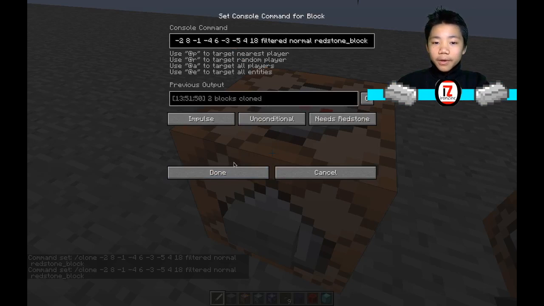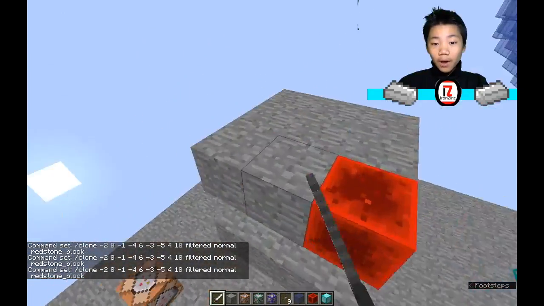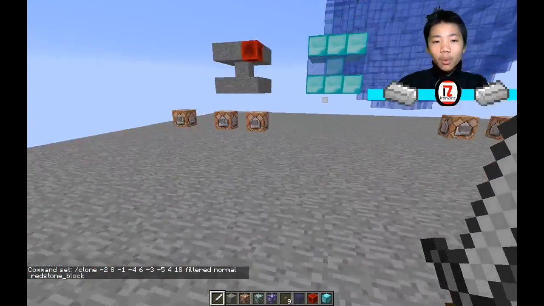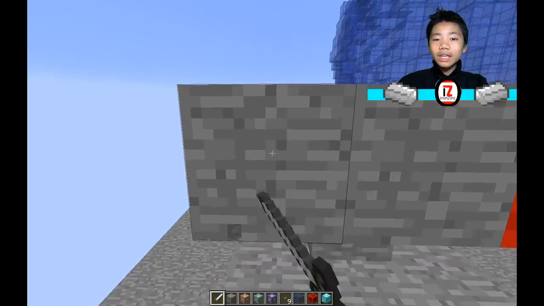And redstone block. So basically filtered, and then after the whole command, after the clone mode, you put the block that you want to clone. So in this case, I only want to clone the redstone blocks, which is these two blocks. I only want to clone them. I don't want it to clone any of these error blocks or any of these stone blocks.